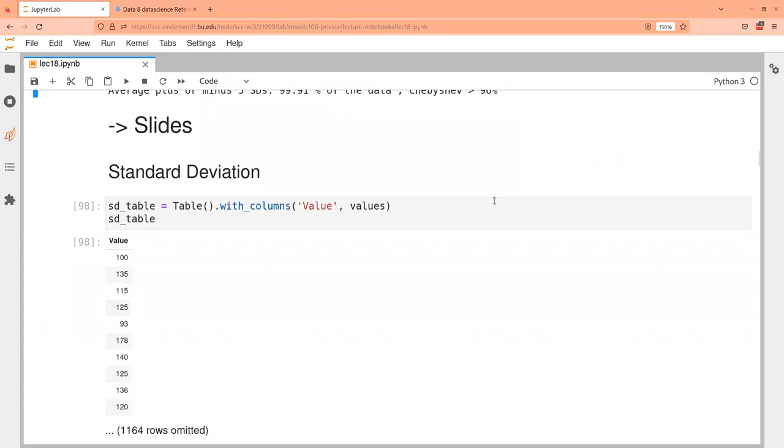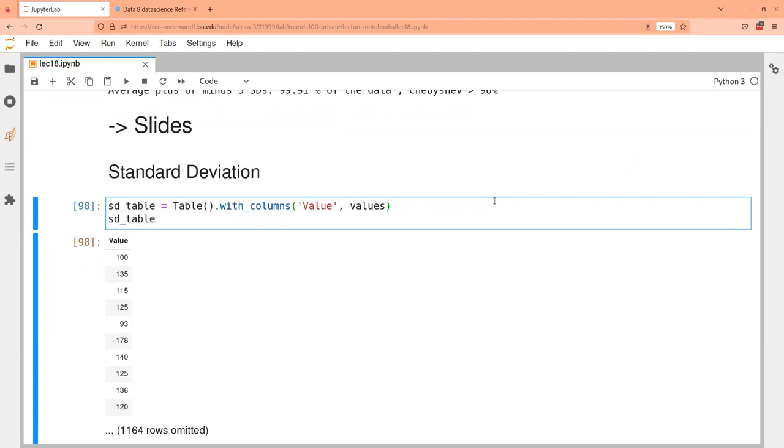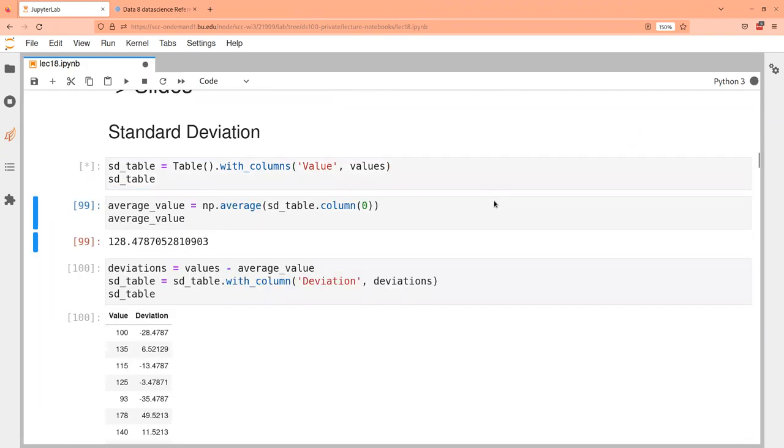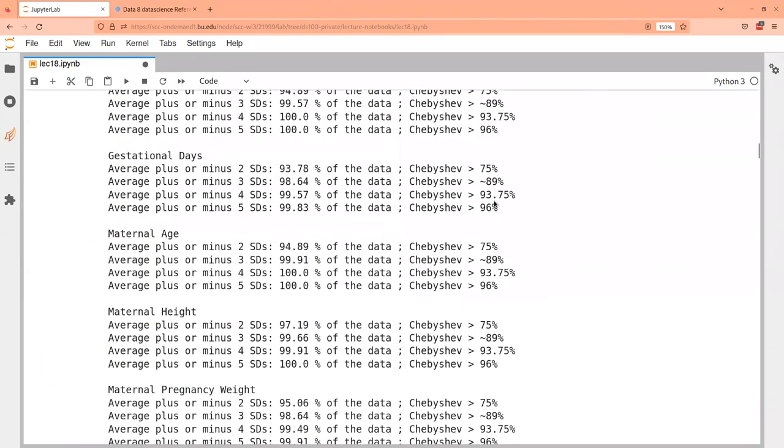So kind of digging into standard deviation a little bit more, which personally I think is the more confusing component. And so we're going to fail on that part.